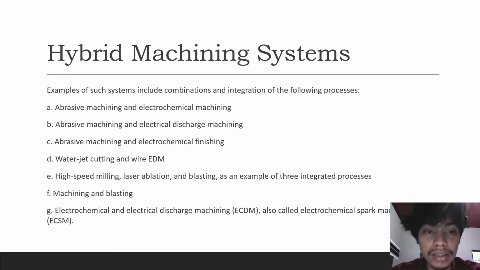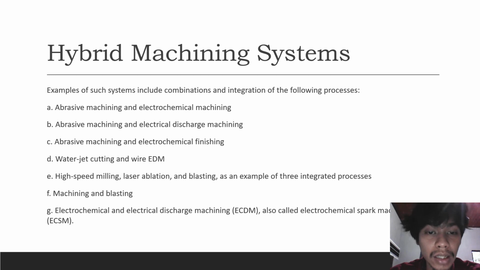Hybrid machining systems. A more recent development in manufacturing is the concept of hybrid machining systems. Two or more machining processes are combined into one system to take advantage of the capabilities of each process, increasing production speed and thus improving the efficiency of the operation. Examples of such systems include combinations and integration of the following processes.